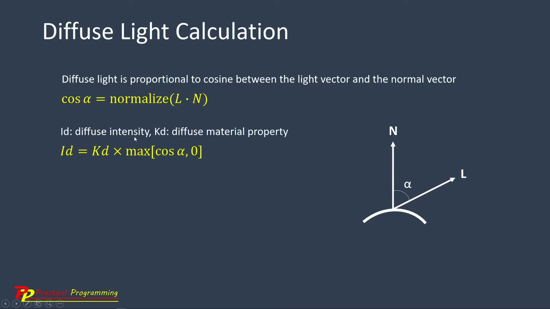Assume ID is the diffuse intensity and KD is the diffuse material property. So the diffuse intensity can be written in this form: KD times the maximum of cosine alpha and 0. The maximum with 0 here is to avoid negative values. We can also add the ambient light to the diffuse light intensity like this. Here IA is the ambient intensity. Just put this number here, because IA is independent of angle, so it just gives a constant.